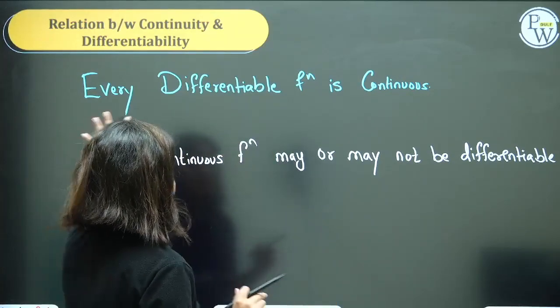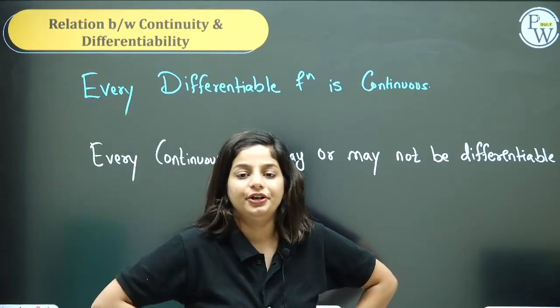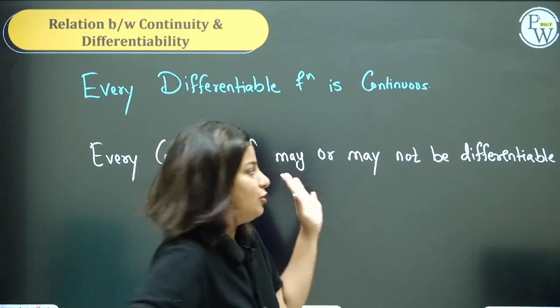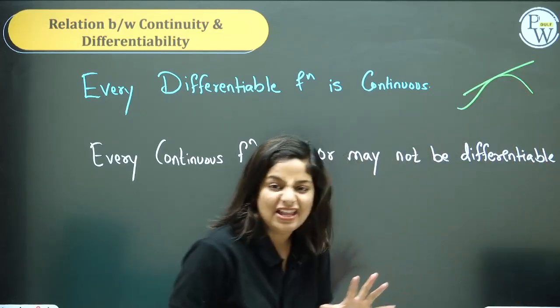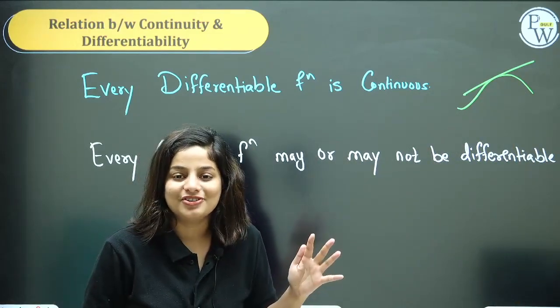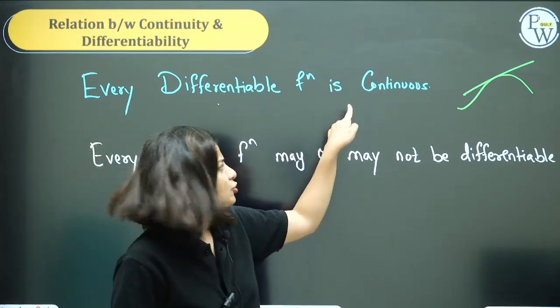Perfect. So every differentiable function is continuous. What is the relation between differentiability and continuity? Every differentiable function is continuous. I mean, if you want to find the slope of tangent, it has to be continuous. If it is differentiable, isn't it a common sense it should be continuous?